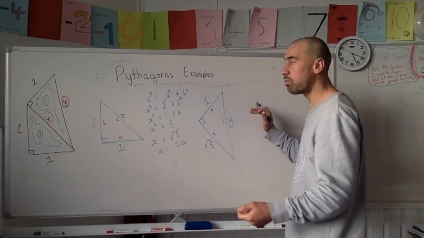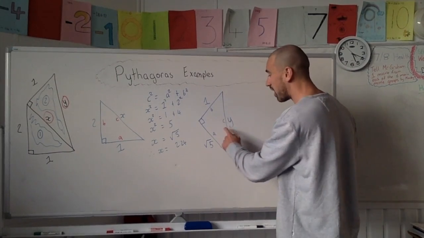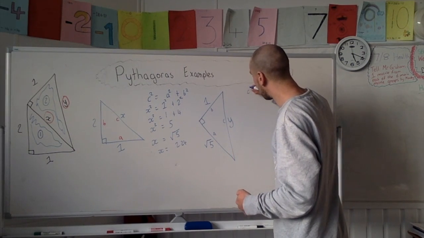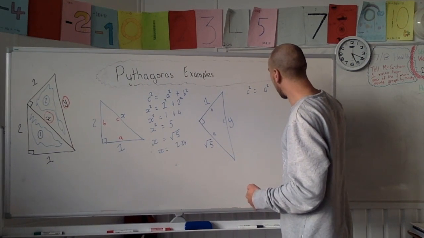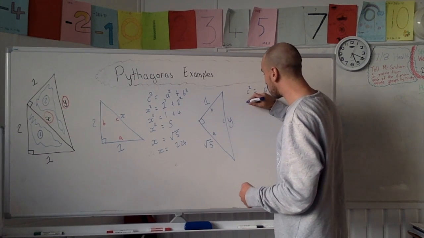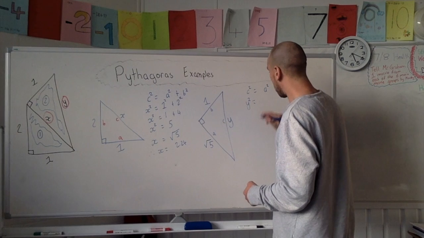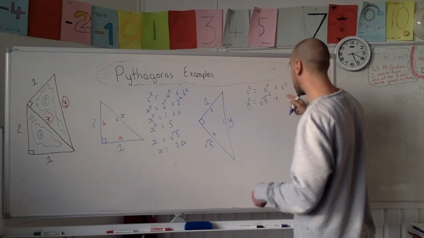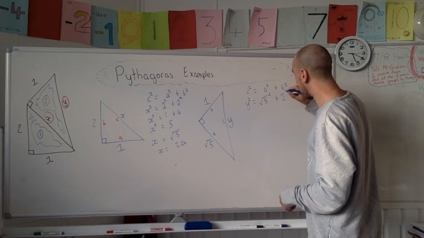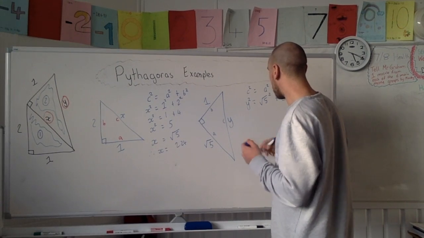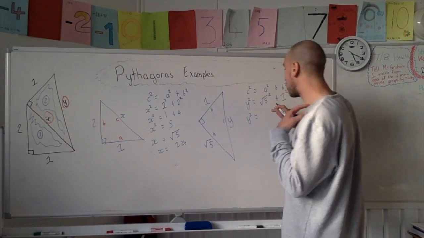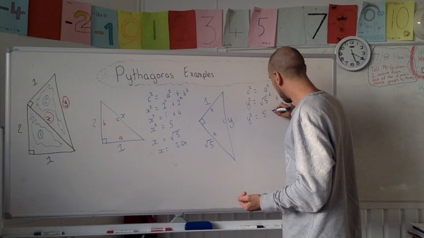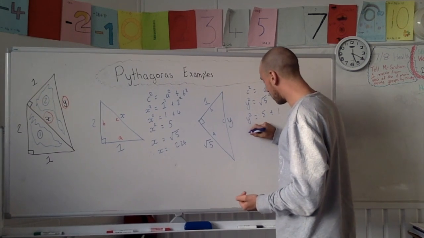Now, like with all good, can you see that? Hopefully you can. Like with all good Pythagoras problems, our first step is, after we've labelled the triangle, we will write out the formula. C squared equals A squared plus B squared. C squared equals y squared. A is square root of 5 plus B is 1. Alrighty. So, y squared equals square root of 5 to the power of 2, that gives us 5. Plus 1 times 1 is 1.